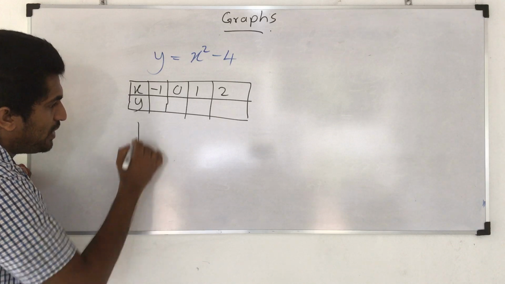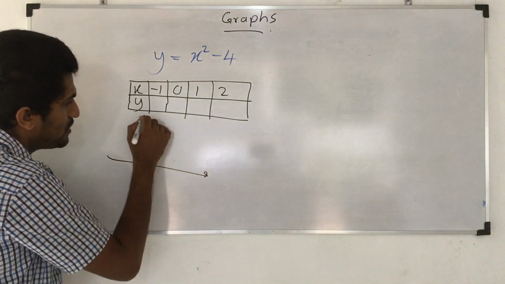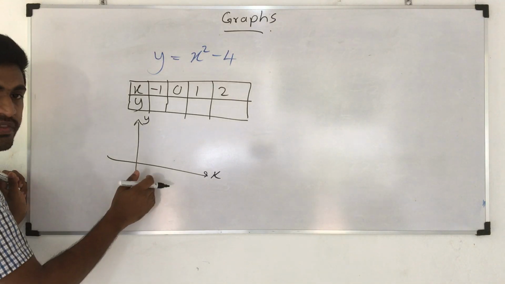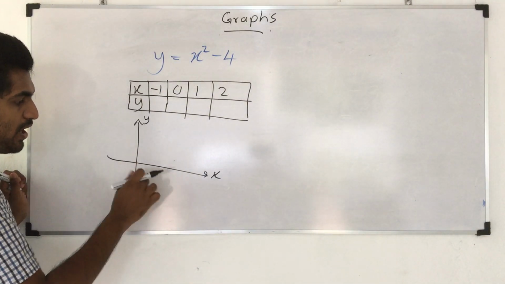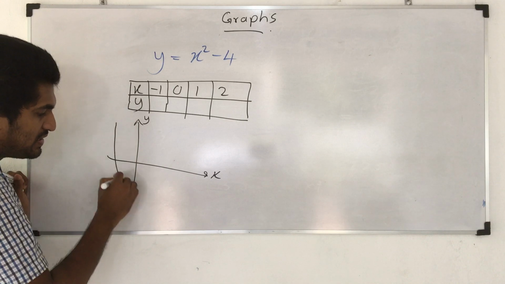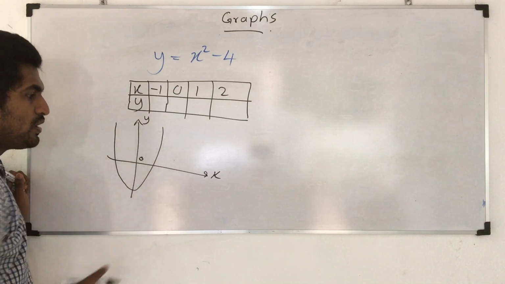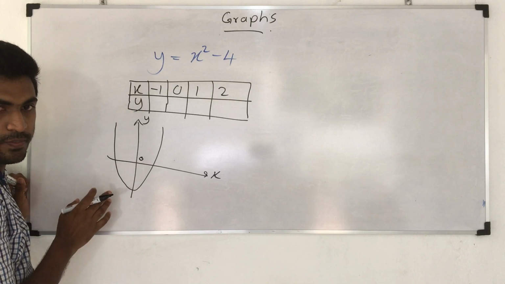After you created the table, you have to draw the graph. This is the y-axis. This is the x-axis. So if you plot these coordinates on this graph, then you can have a graph like this. So this is the structure of the parabola graph.